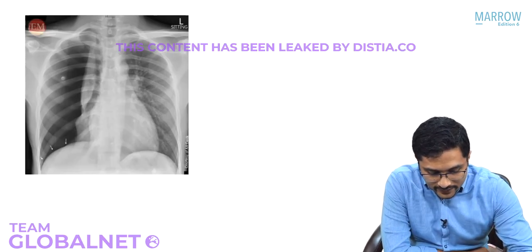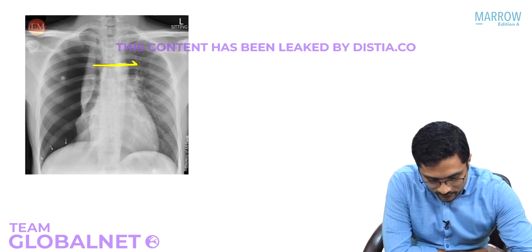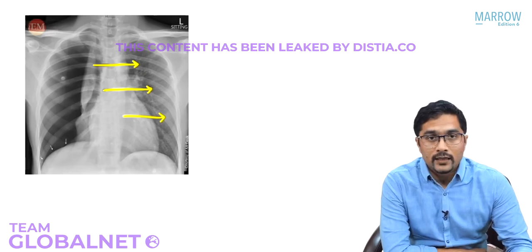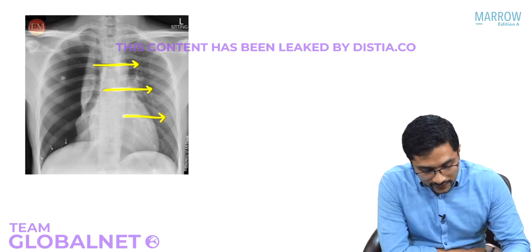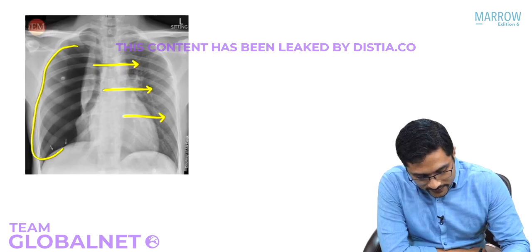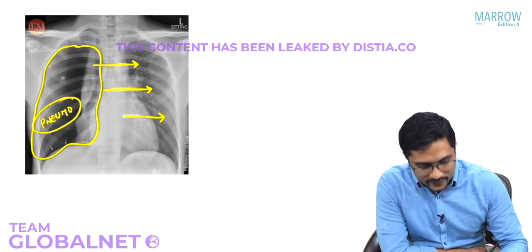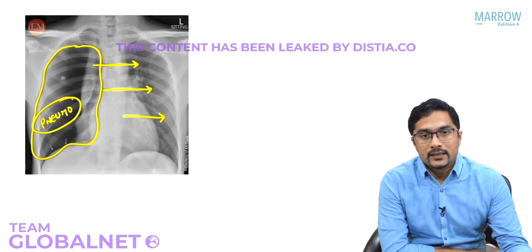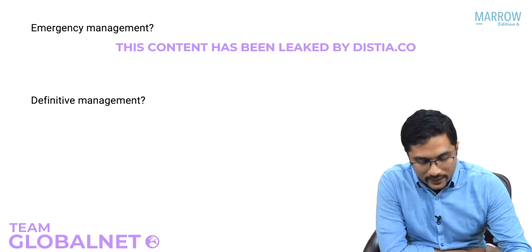If you see the X-ray, you can see here that there is shifting of the mediastinum to the other side. The mediastinum is shifted to the other side, thereby compressing the other lung as well. And on this side, you see it is all black. This is pneumothorax. So there is pneumothorax and there's shifting of the mediastinum to the other side. Patient's vitals are unstable. This is tension pneumothorax.